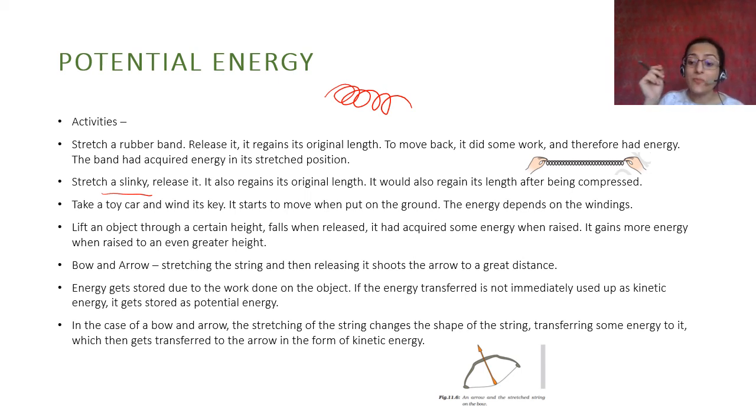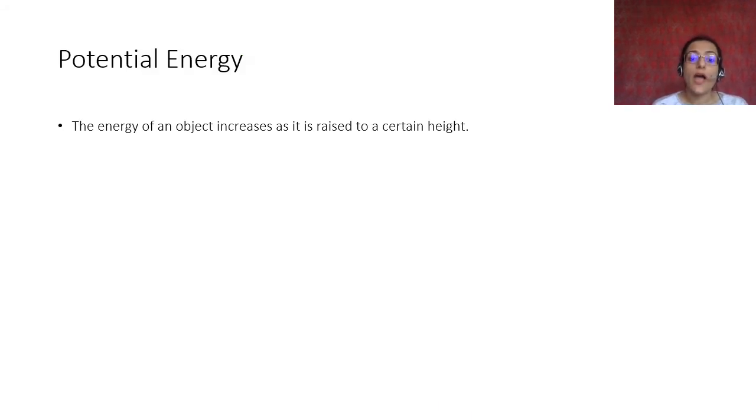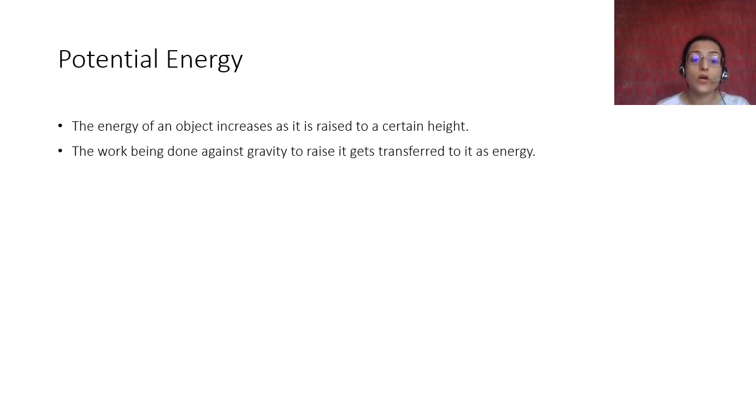But in this case, this is mechanical energy which comes to that object based on the ability to do work, the potential ability to do work. That is why it is called potential energy. Okay. So the energy of an object increases as it is raised to a certain height. The work being done against gravity to raise it gets transferred to it as energy. Right, this time we are only going to talk about potential energy as it gets raised to a certain height.